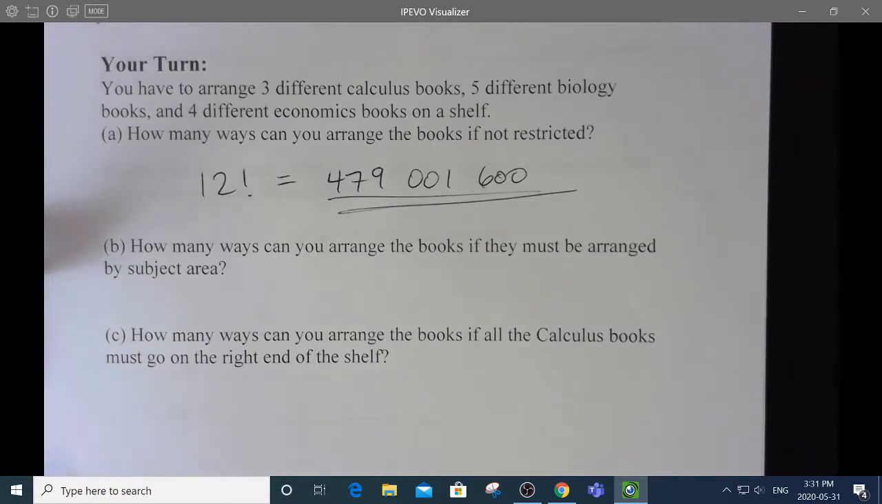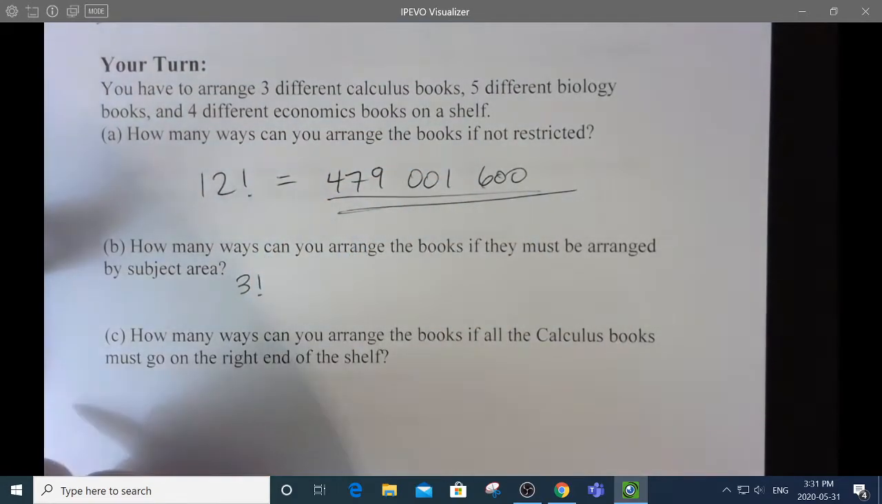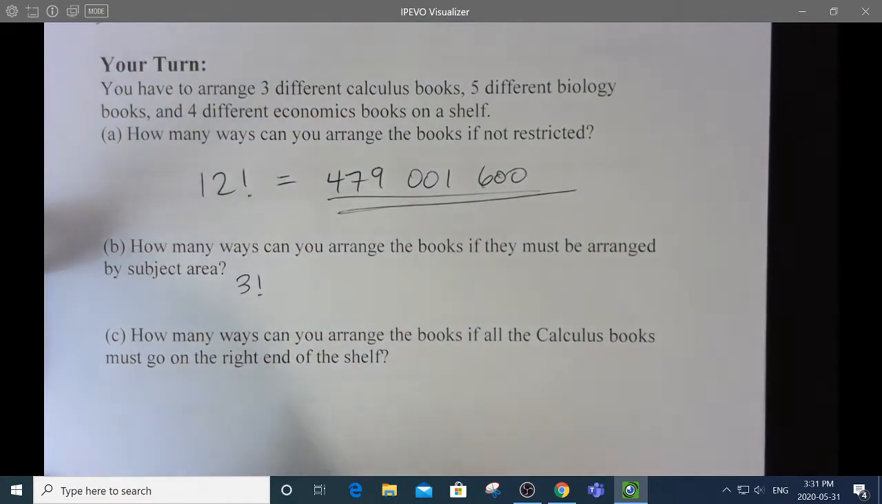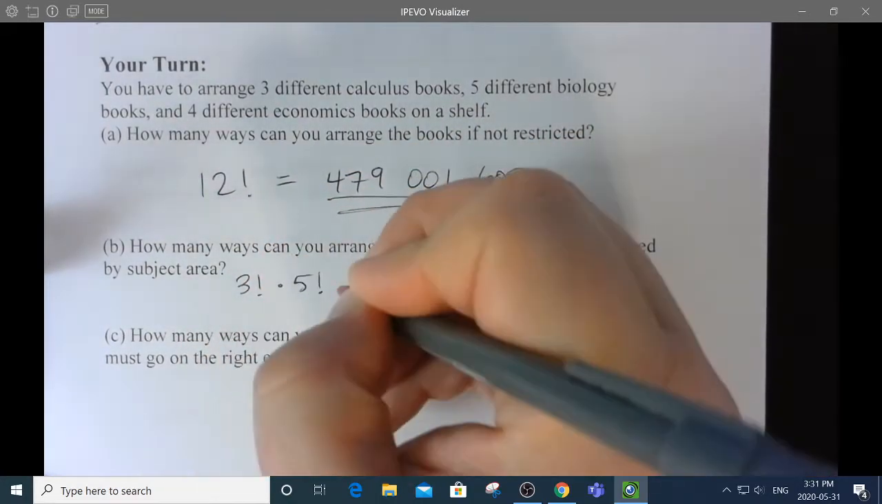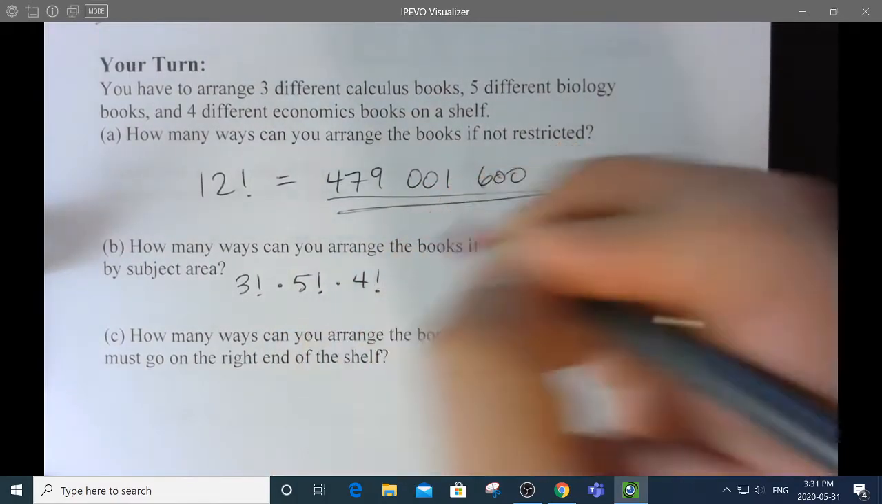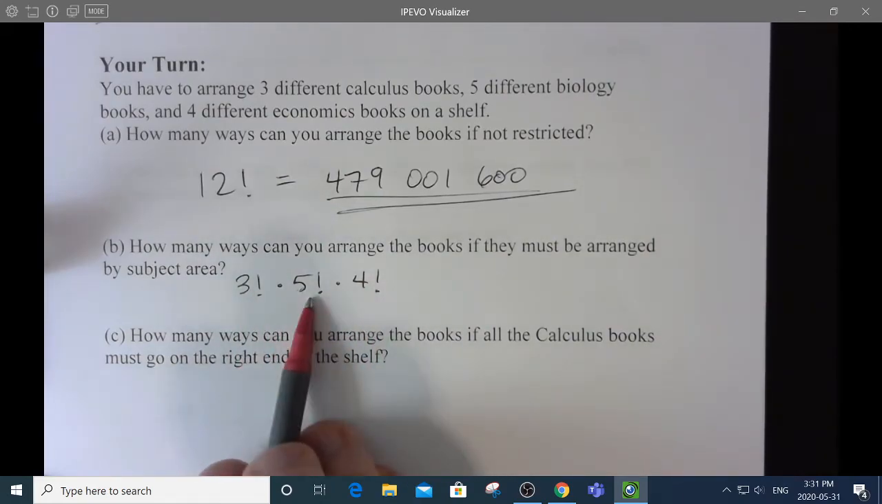How many ways can you arrange the books if they must be arranged by subject area? So there are 3 calculus books, but they have to be together. So I could have ABC or BAC, or you get the idea. It's 3 factorial. Then I have to keep the 5 biology books together. Then I have to keep the 4 economics books together. But it doesn't tell me what order those categories have to be. It doesn't say that it has to be calculus, then biology, then economics.